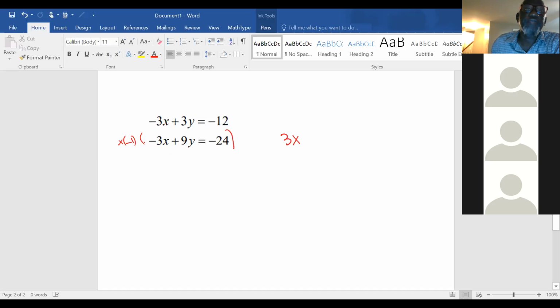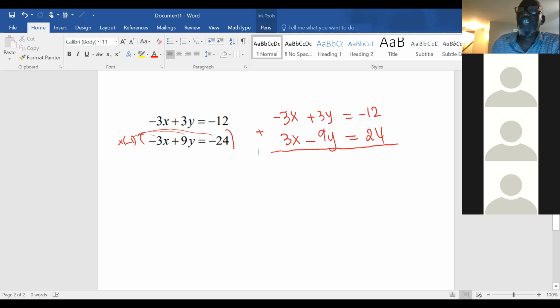Before we go any further, when you do that, you have to distribute the negative one to everybody. The same way you multiply negative 3x by negative 1, you have to multiply 9y also by negative 1, right? Instead of plus 9y, it becomes negative 9y. Equals, and the negative 24 becomes positive 24. The first equation we did not touch, so it's still negative 3x plus 3y equals negative 12. Now we are ready for the addition.